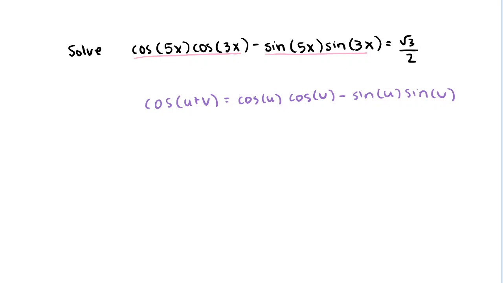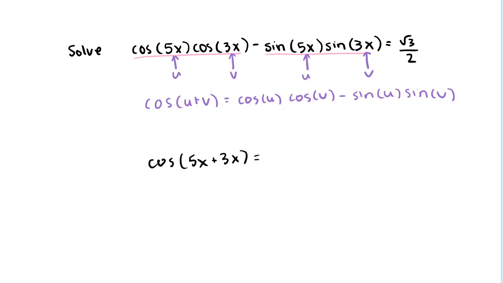And so here I can recognize that 5x is our first angle, 3x is our second angle. And so I can rewrite this expression on the left as cosine of 5x minus 3x. Right here, this is the result of our angle addition identity. Oh no, sorry, this should be 5x plus 3x. This is the result of our angle addition identity for an input value of 5x plus 3x.